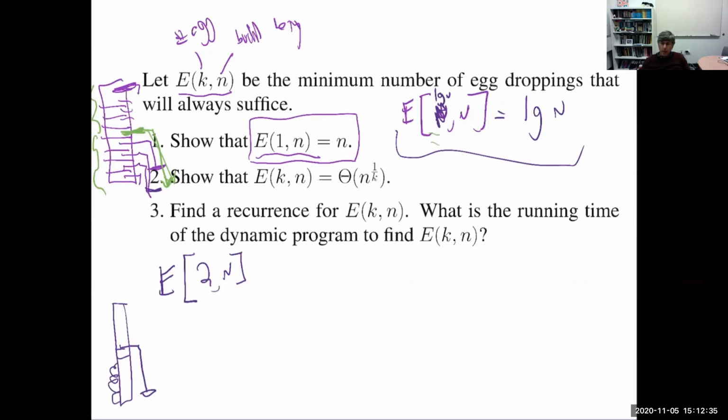So does everybody see that if I do this with the strategy where I drop it in the middle, I am going to claim that I'm going to use about n over 2 tosses, right? Is there a more efficient thing to do with 2 eggs?